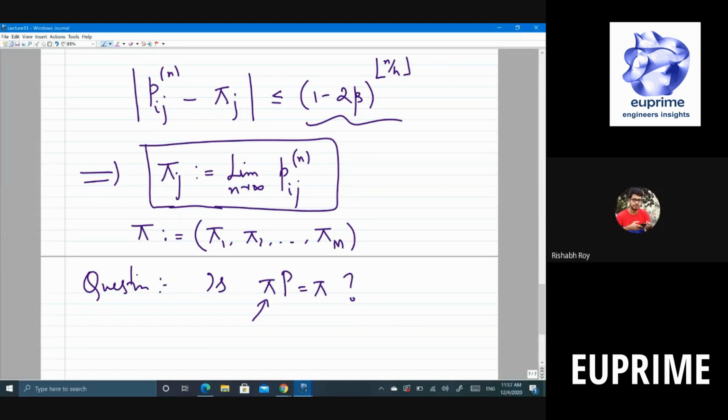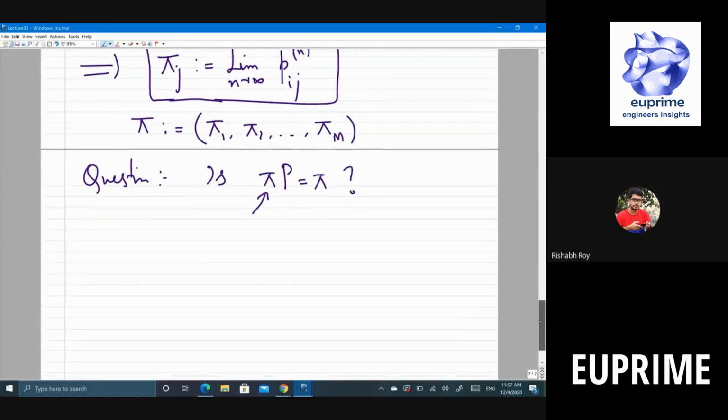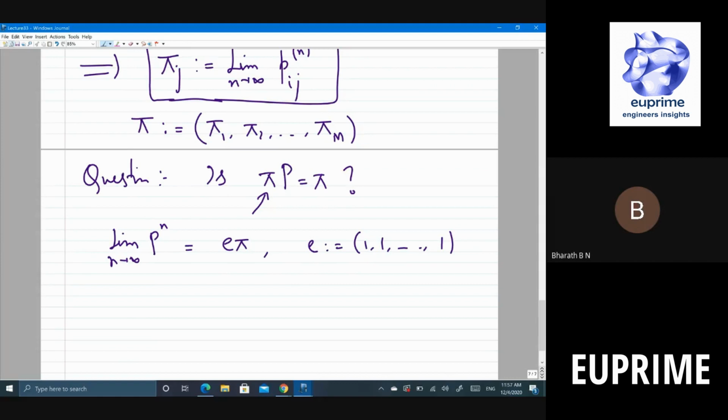So it should be pi because it's a matrix multiplication where every row of P is pi. So basically you can do this, right? Simply you can see this. P power n is E pi, right? E is basically 1, 1, etc., 1, right? This is something that you can see from this, right? Okay. Is this fine?